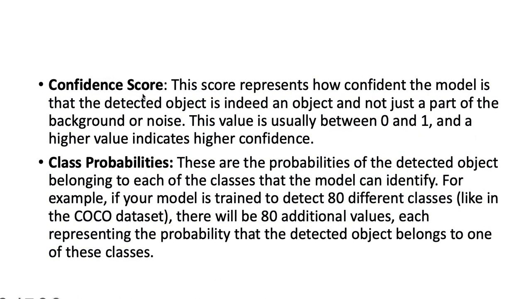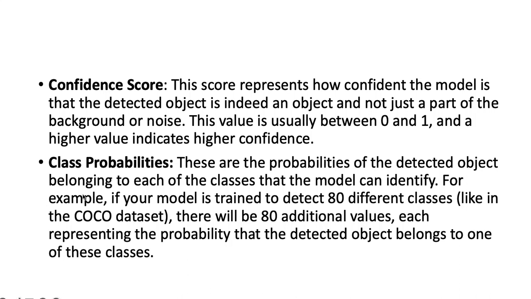Okay, so the confidence score or the objectness score I just told you about represents how confident the model is that the detected object is indeed an object and not just a part of the background or noise. This value is usually between 0 and 1, and a higher value indicates higher confidence. That means the higher the value, the more confident the model is that the detected object is indeed an object and not a background or noise.